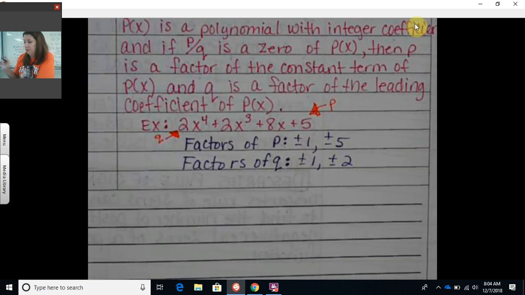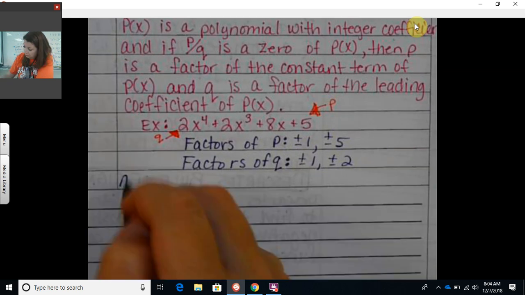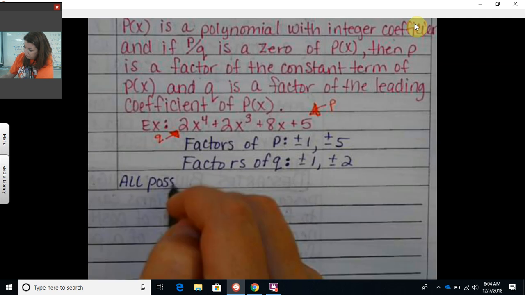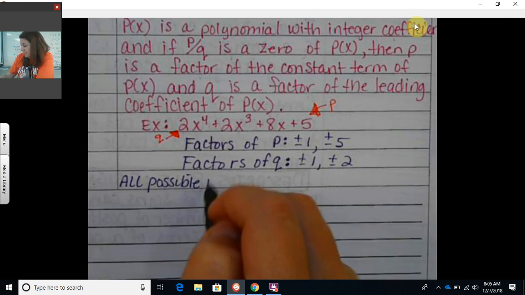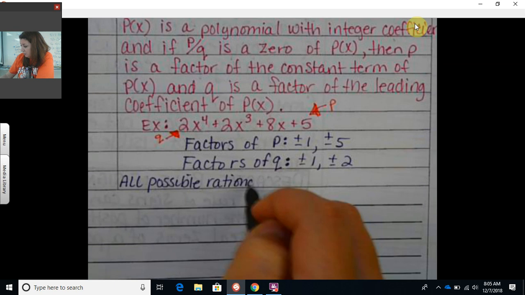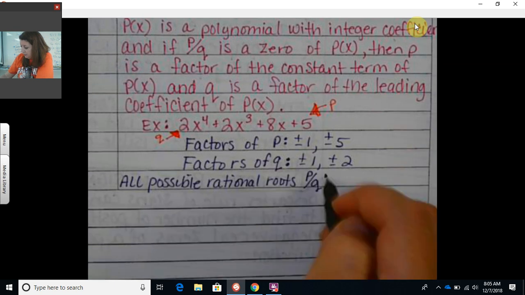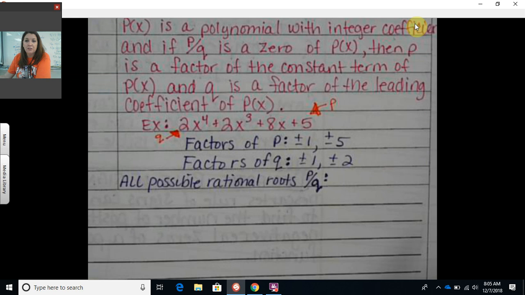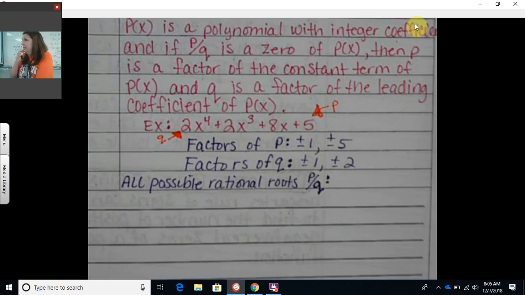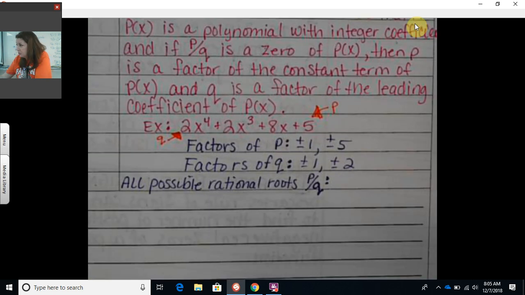So all possible rational roots, you have to do P divided by Q, and that will give you all of your possibilities. And sometimes they're the same as the factors of P. If Q is just 1, then it'll be the same as the factors of P. All right, so I have to find every combination.